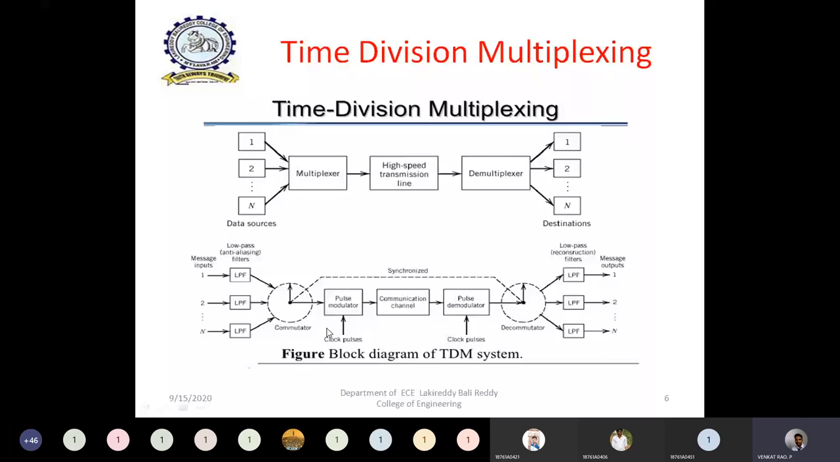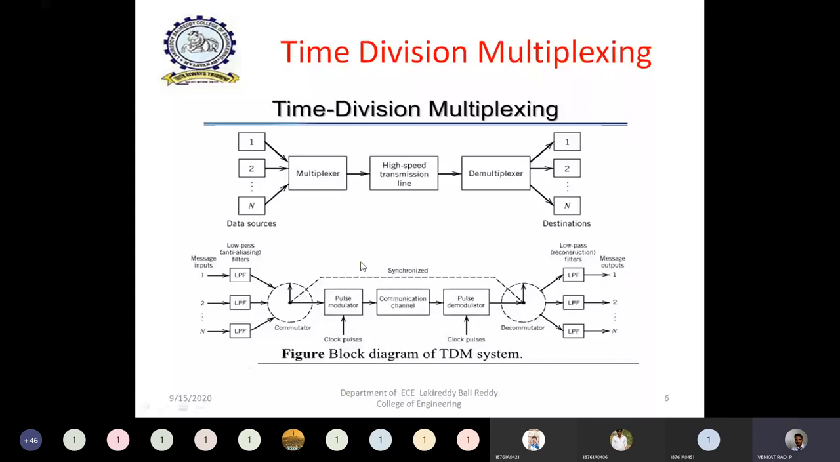Here, both are operating based on the same clock pulse. That means at whatever instant the input signal is sampled, at the same instant of time it is reconstructed in the demultiplexing process. For that purpose, we need a synchronization mechanism in time division multiplexing. That is a must requirement for any time division multiplexing process. So this is the general block diagram we generally observe while understanding the time division multiplexing process.